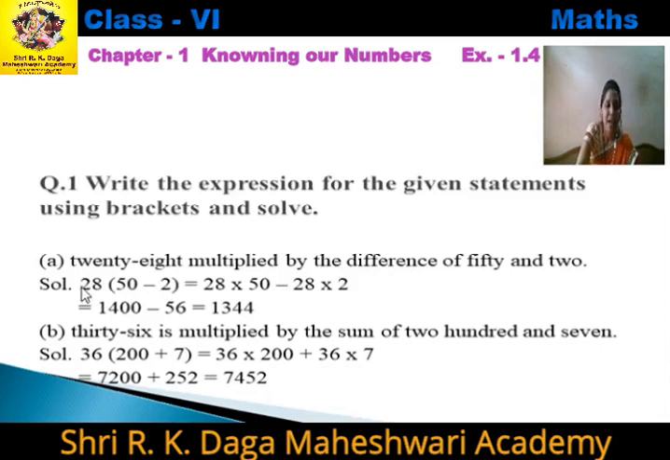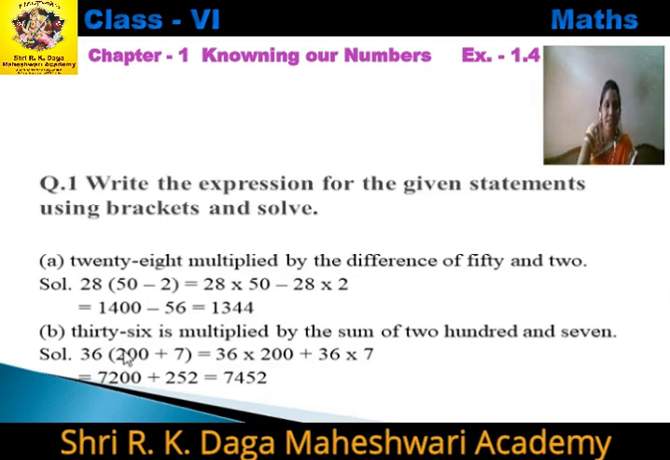इस ब्रैकेट के बाहर 28 है जिसका हम इन दोनों नंबर्स में मल्टीप्लाई करेंगे. So we will get 28 into 50, which is equal to 1400, minus 28 into 2, which is equal to 56. Now subtract 56 from 1400 to get 1344.